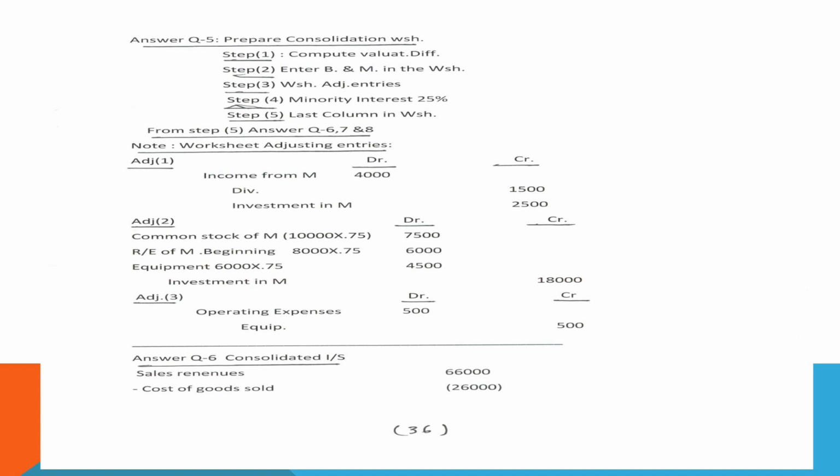Question 6, he asks you to prepare the consolidated income statement. Again, you need to go back to the worksheet, the last column. You have to be ready with the worksheet. Even if I didn't ask you, you need to prepare it, and from the worksheet you can answer any question related to consolidation. Okay, any question related to consolidation you can do, it will help you.